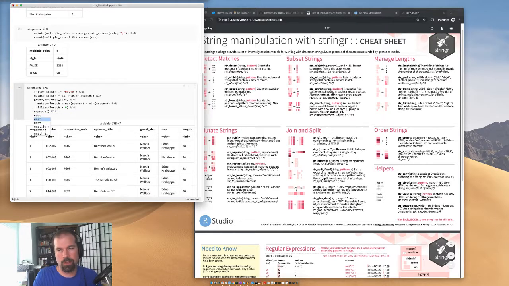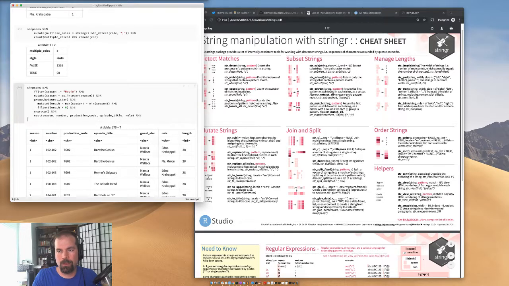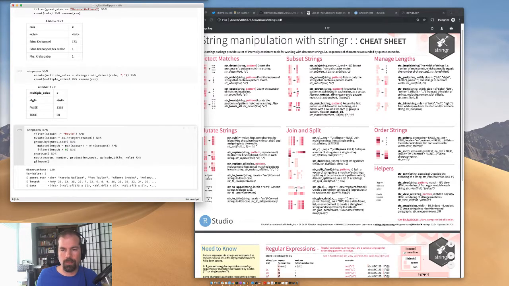We'll just nest these. What do we want to nest? Just really everything but the guest star and length. Season number, production code, episode title, and roll. And this gives us a single row per guest star. And we're going to use this to filter out the top 10.